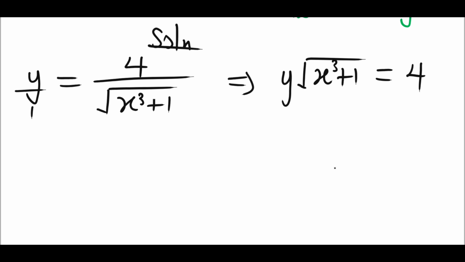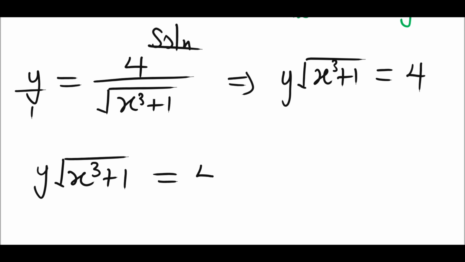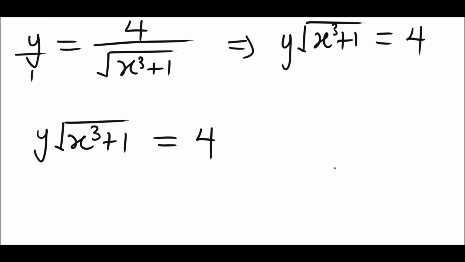All right, so I have my new function as y multiplying the square root of x cubed plus 1 equal to 4. So we can now differentiate the implicit function. Looking at the left-hand side, we have an expression with y and another with x multiplying each other. So we are going to have a product of the two, which should tell you that you should apply the product rule.